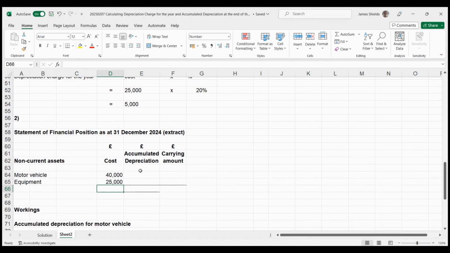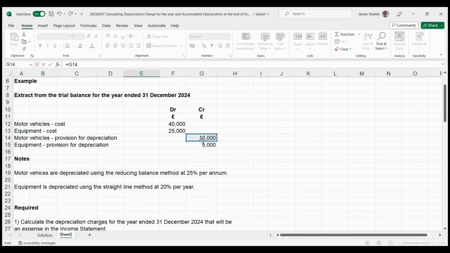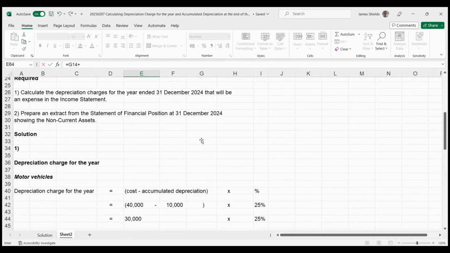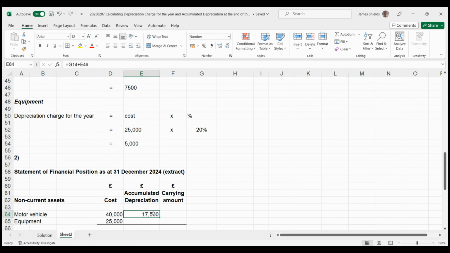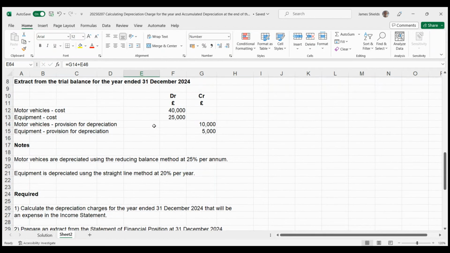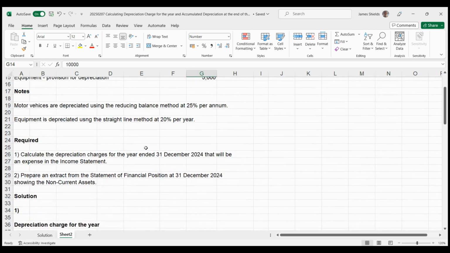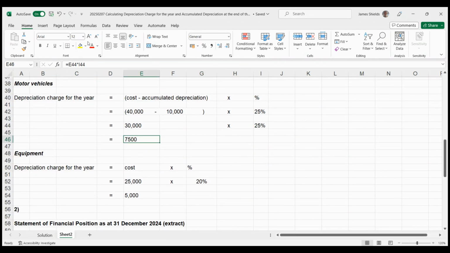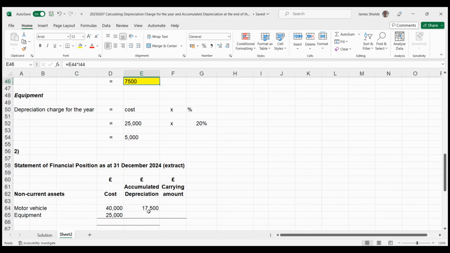So that's straightforward. Now, accumulated depreciation. I'll slow down for this one. You go to your provision for depreciation in the trial balance, which is, for motor vehicles, 10,000. Then you add on the depreciation charge in the income statement of motor vehicles of 7,500. That's going to give us £17,500. So I'll just show you that again. I'll highlight that in yellow. So 10,000 for provision for depreciation in the trial balance of motor vehicles, plus the depreciation charge in the income statement, and that's going to give us a total of 10,000 plus 7,500, 17,500. So I'll highlight them so you can see where they all come from.